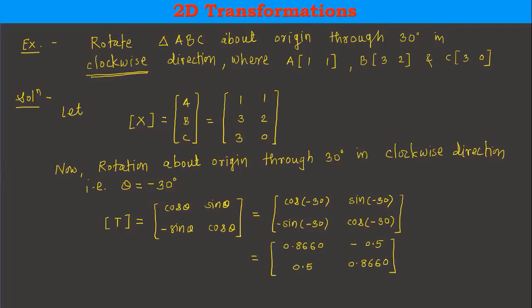Now, once you got T, we already have the matrix X also. Then apply T on X and calculate X star. Applying T on X, we get X star is equal to X into T. This is our T.